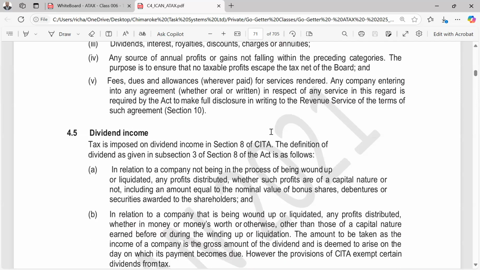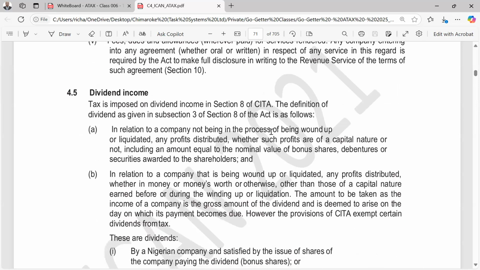And so all of these are chargeable to tax. Now let's go closely on dividend income. Dividend income, like I said, is income you receive when you are a shareholder of a company. Now, tax is imposed on dividend income in Section 8 of CITA. Now, the definition of dividends is as follows.